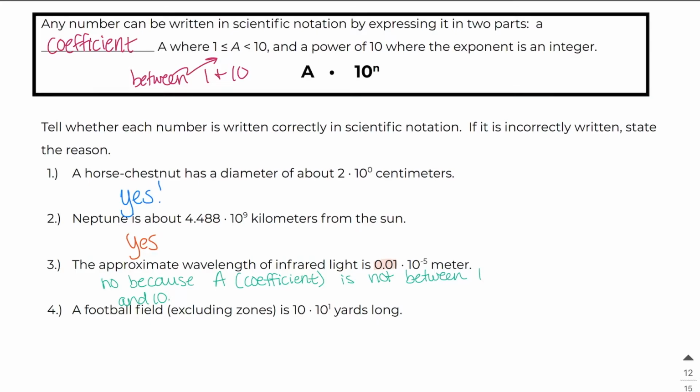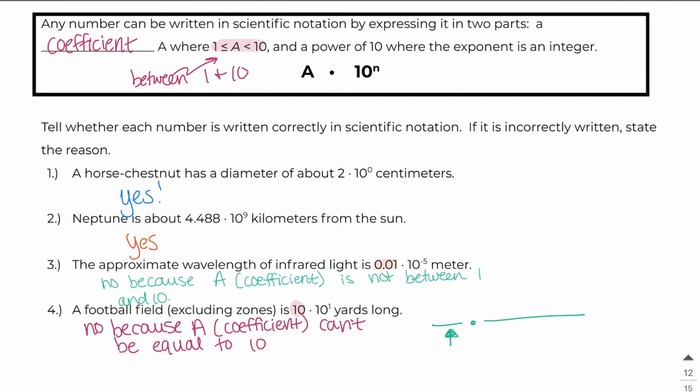All right, and in our last example right here, a football field excluding zones is 10 times 10 to the power of 1 yards long. So if we take a look at our coefficient right here, our coefficient is 10. And here's where we have to be really careful. A has to be between 1 and 10, but this is telling us right here that it cannot be equal to 10, which means that this is incorrectly written in scientific notation, that 10 is too big. So essentially, whatever number is in front of that decimal place right here can only have one digit. This has two, so it does not work. So A cannot be equal to 10.